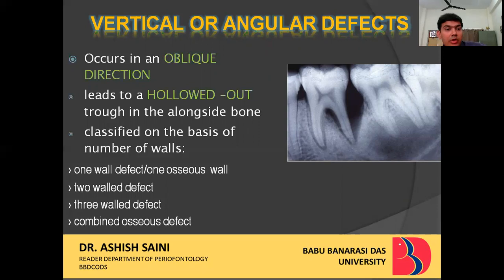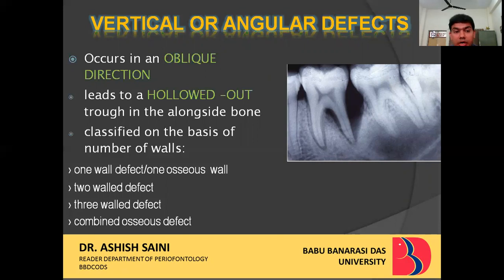So a one wall defect means that there is only one wall remaining. It can be either facial or lingual or mesial or distal of the interdental bone. Only one wall is remaining. The rest of the three have been destroyed. In two wall defect, it means that two walls are remaining and two walls have been destroyed by the periodontal disease process. In three wall defect, it means that three walls are still intact, only one wall has been destroyed. And combined defects are the most common type that you see. In the coronal aspect, there are fewer walls remaining, and at the apical part of the defect, there are more walls remaining.